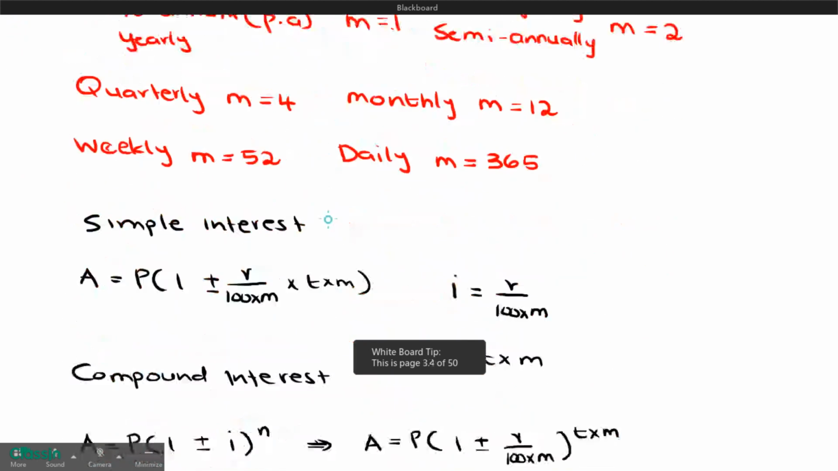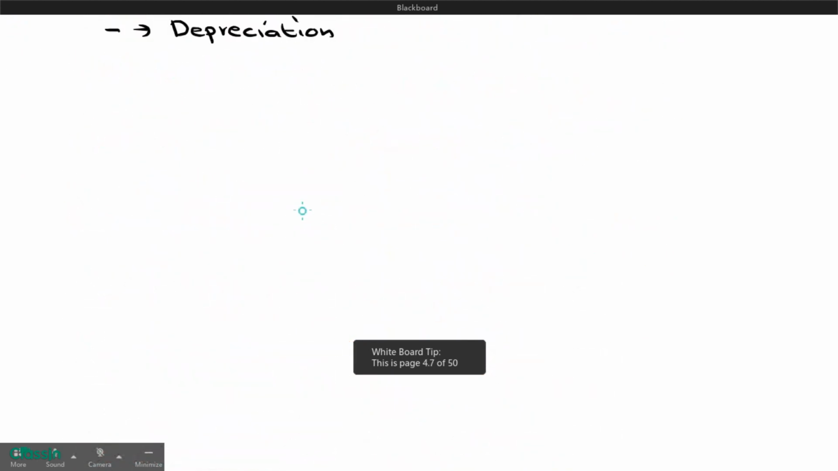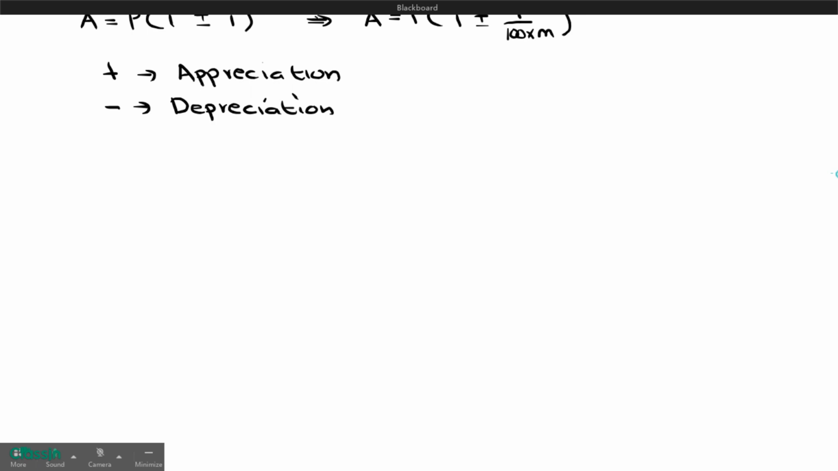Now, I want us to check an activity, where we apply the formulas that we have now. Let's call this our activity number 1.